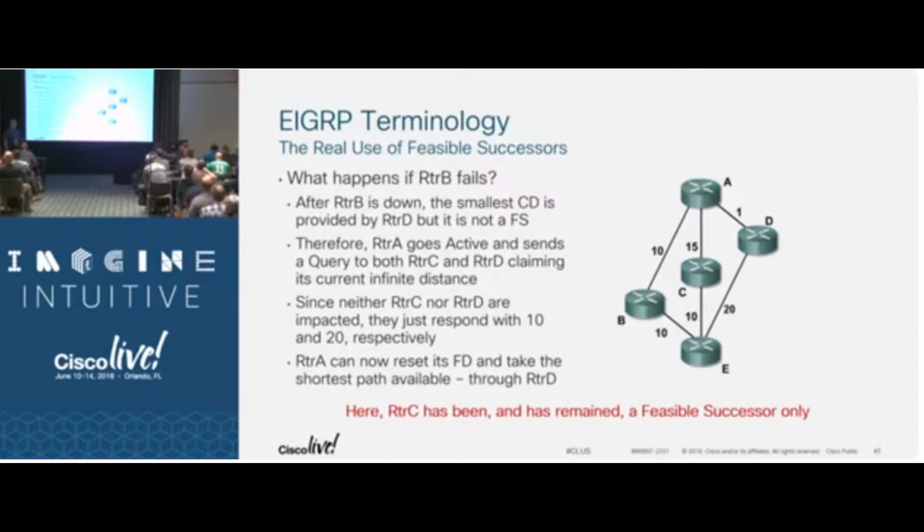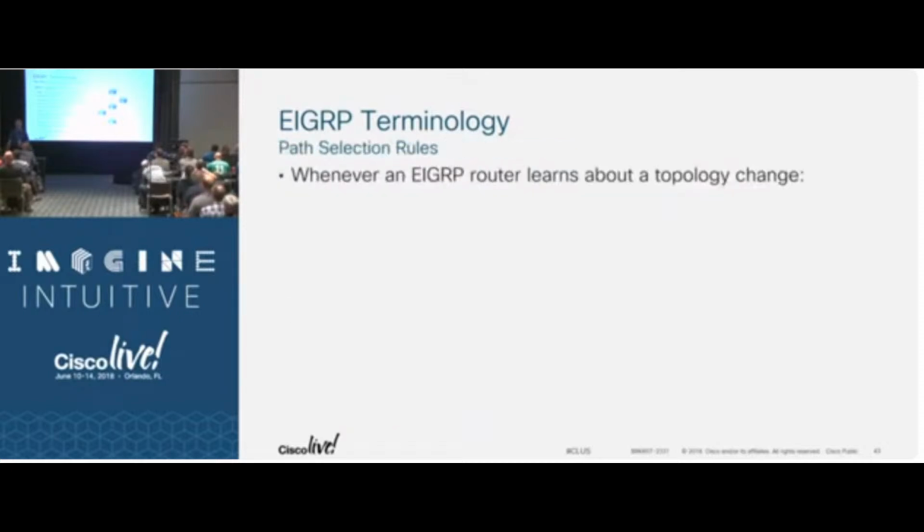This can be slightly confusing, and I can see you already having questions. So when exactly do we use the feasible successor? What's the rule, actually? How to summarize this? Let me try that.